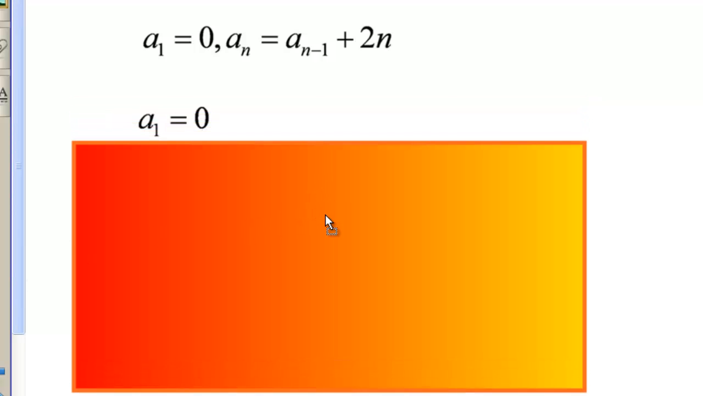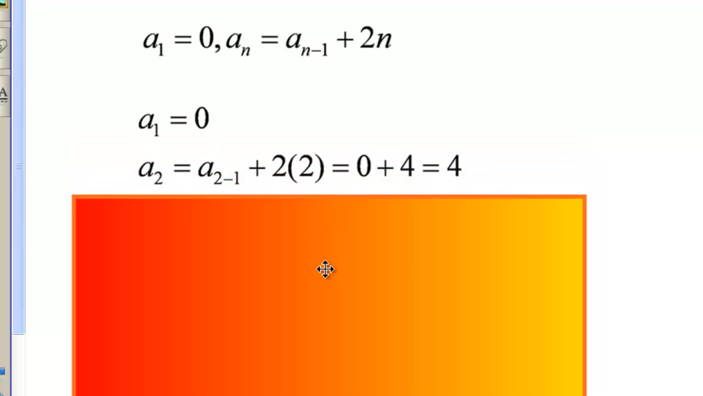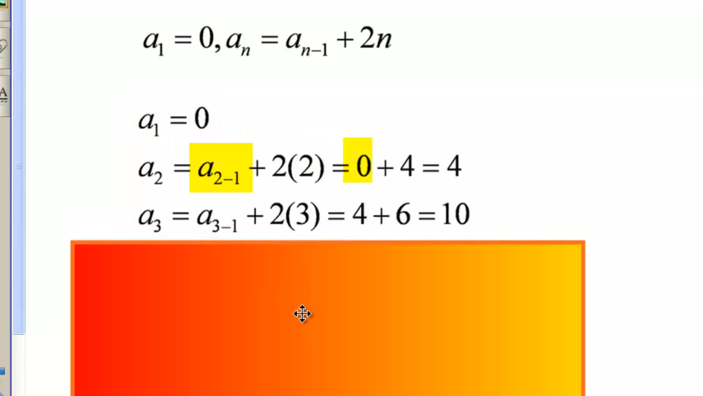A sub 1 is 0, and then they give me a recursive pattern. So here's the work for that. A sub 1 is 0, and that's given. When you want to find the next term, a sub 2, and I input 2 into the formula, it basically requires me to find a sub 1, which is 0, add 4 to it, and I get 4.